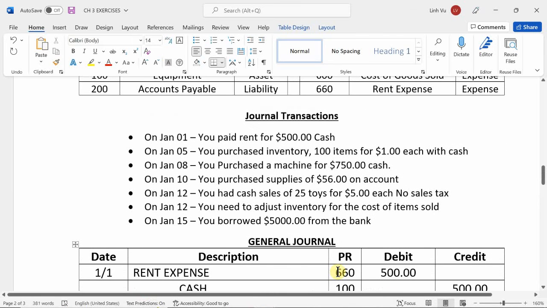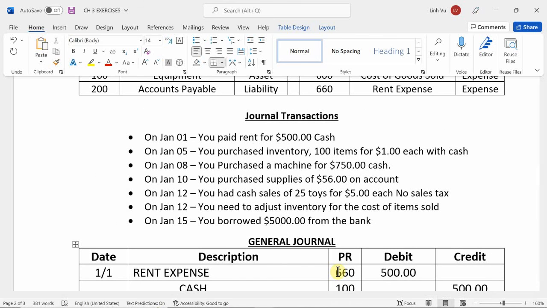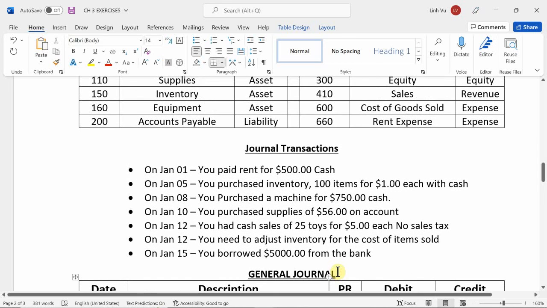All right? So here, how about you do the next one? It's January 8th. We end up purchasing a machine for $750 cash, okay? So we're going to skip steps 1 and 2 because we know it's going to affect my business. Now, what did I buy? Equipment. You bought a machine, right? Which you could consider as equipment, okay? How did you buy that machine? Cash. You bought it with cash.